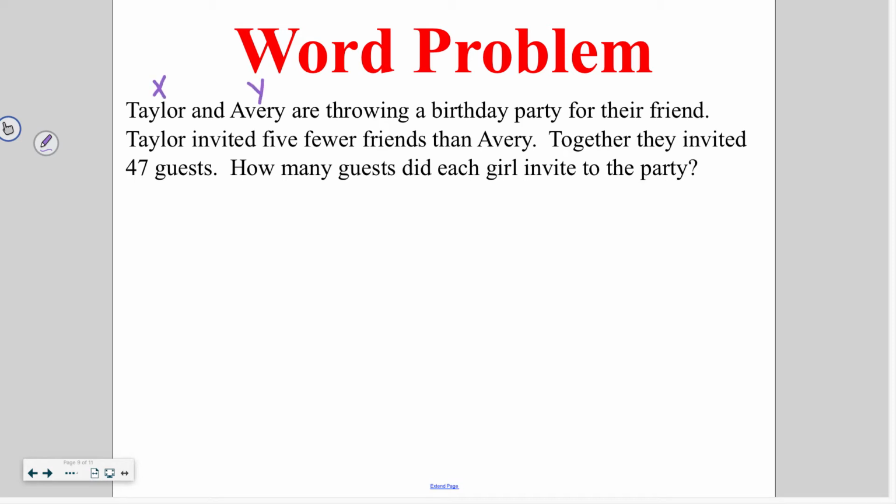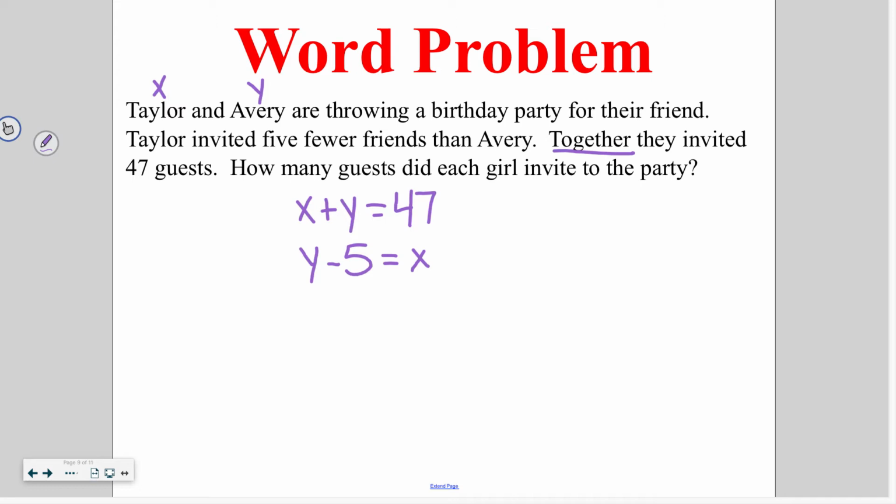So we know together, or total, they invited 47 guests. So we have all together 47. Then it says Taylor invited 5 fewer friends than Avery. So we got her inviting 5 fewer than Avery. So if Avery did y, 5 fewer than that is going to be y minus 5, and that's going to be equal to Taylor. Our variables are not lined up right now, so we're going to want to go ahead and rearrange those.